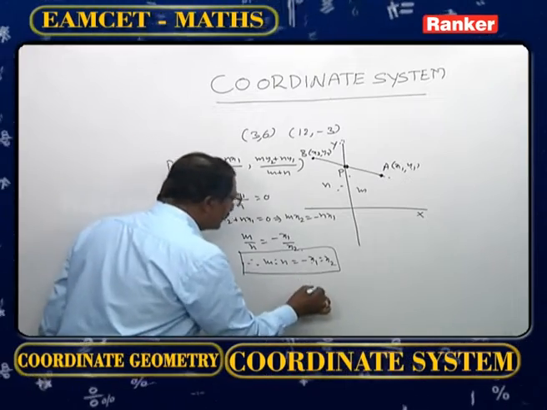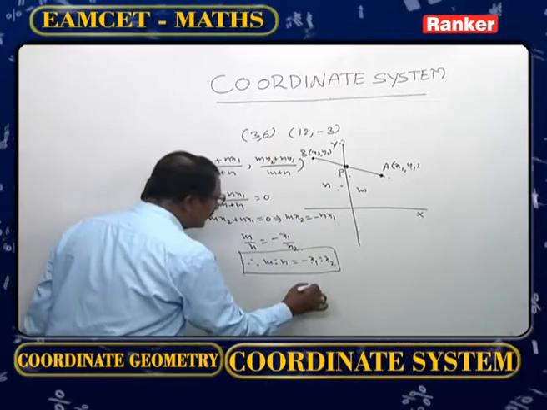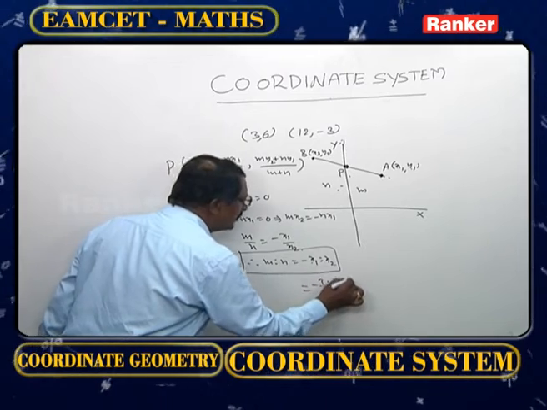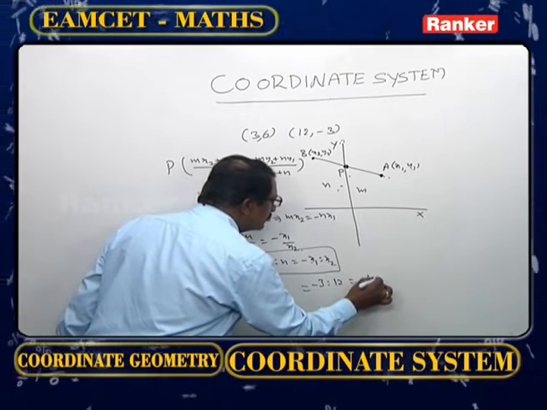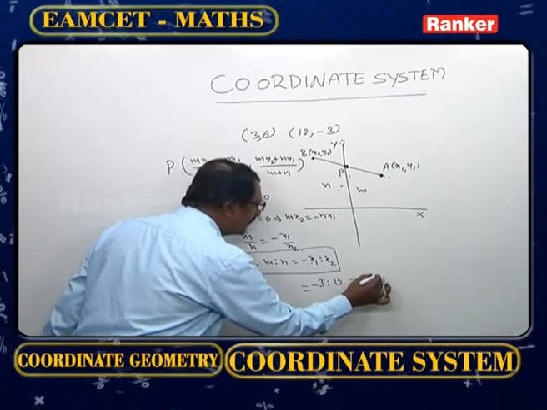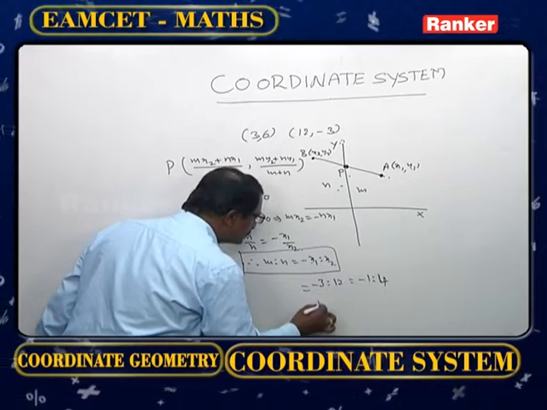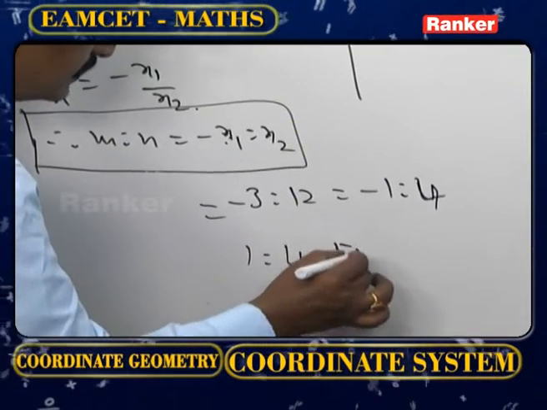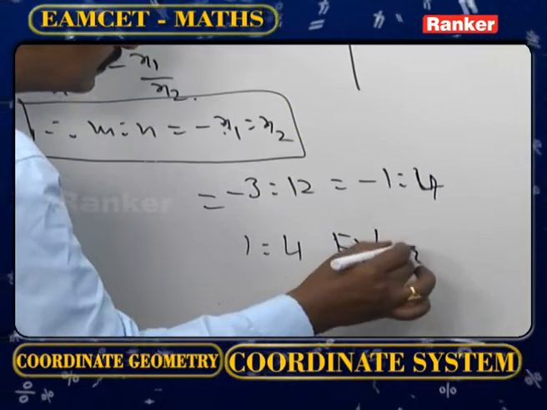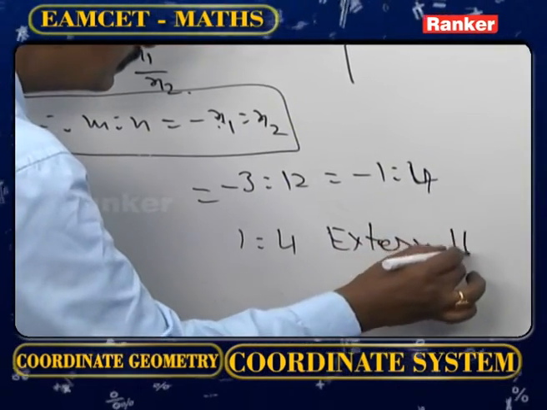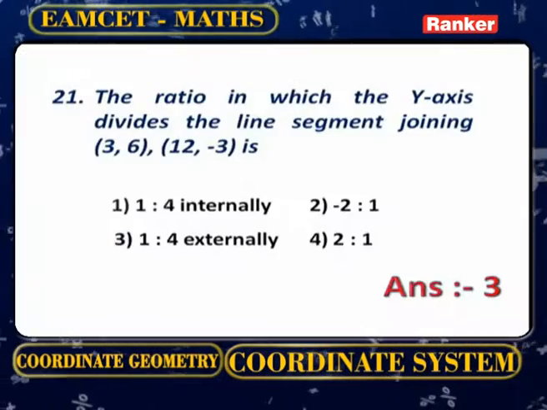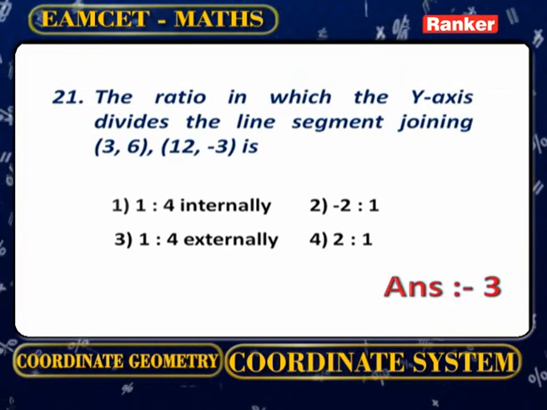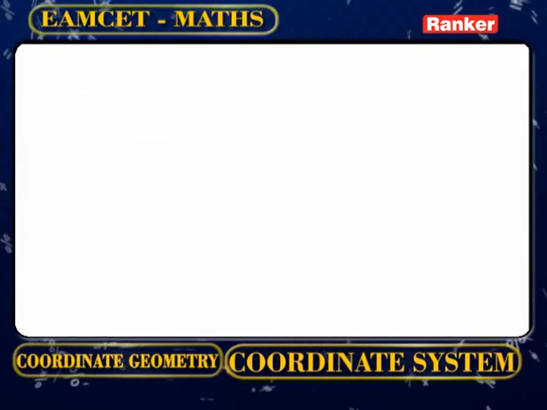Now here minus x1 is to x2 equals minus 3 is to 12, which equals minus 1 is to 4, or in the ratio without the minus sign, 1 is to 4 externally. Now the option is the third option. Next problem.